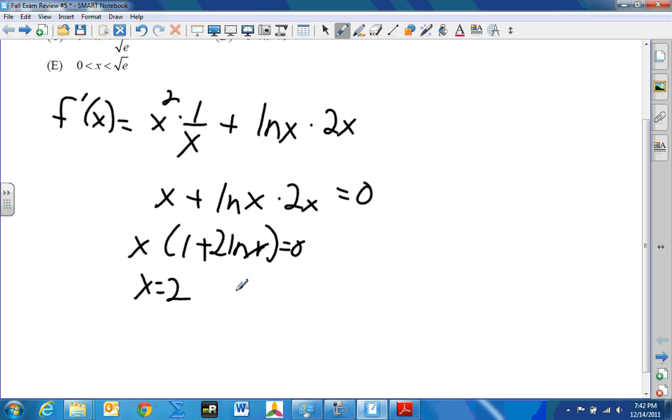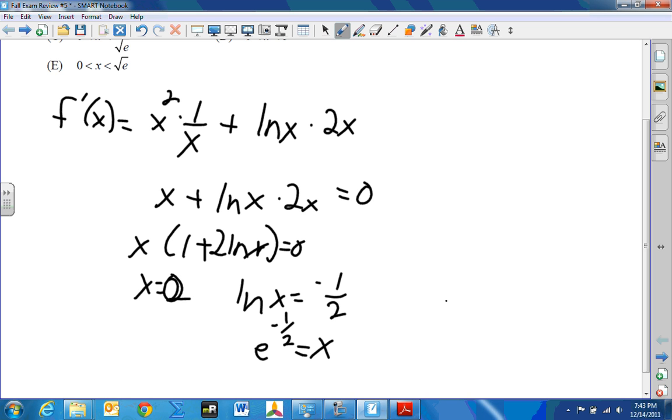Well, if we go through and solve the other factor, we get ln of x equals negative 1/2, by moving the 1 over and dividing by 2. If we introduce exponentials now, we get e to the negative 1/2 equals x. This should be a 0 here.